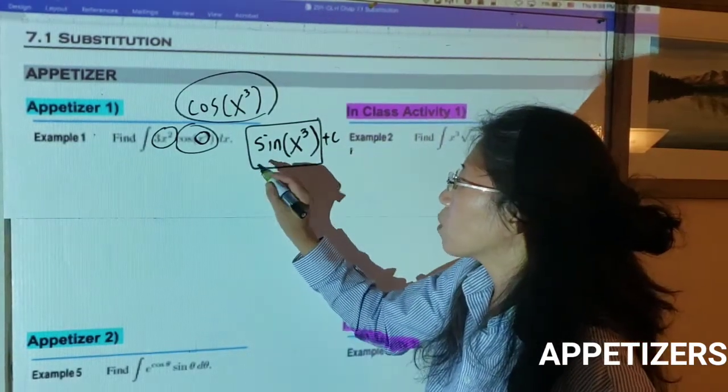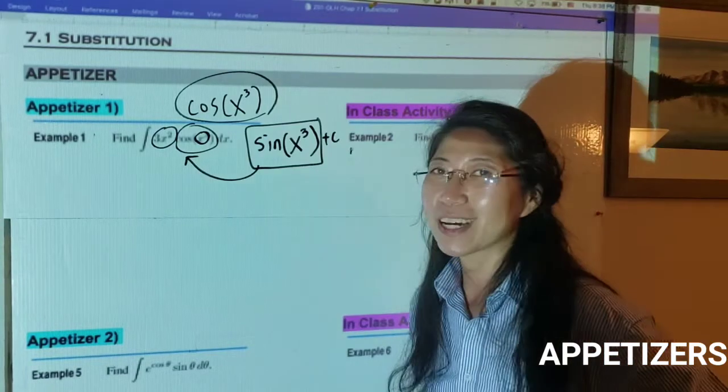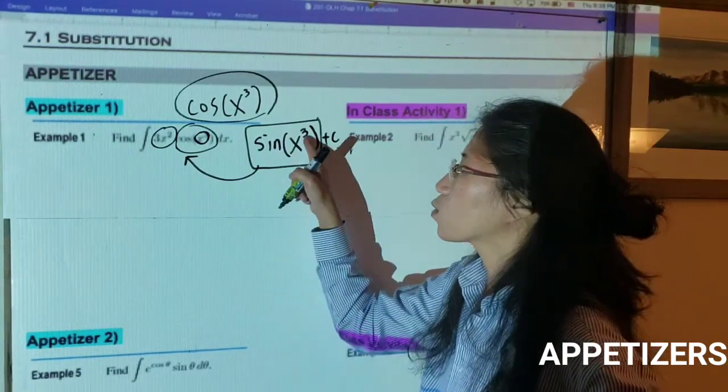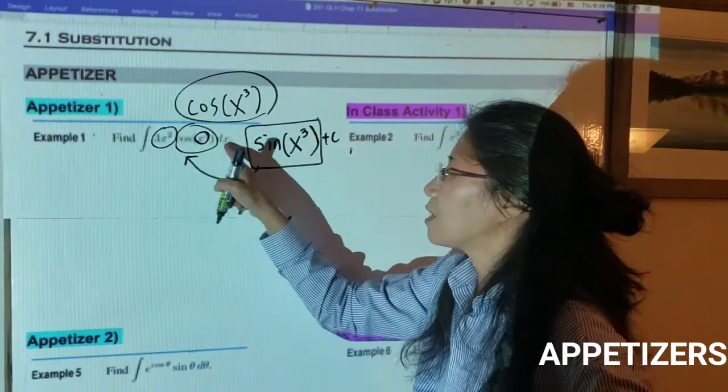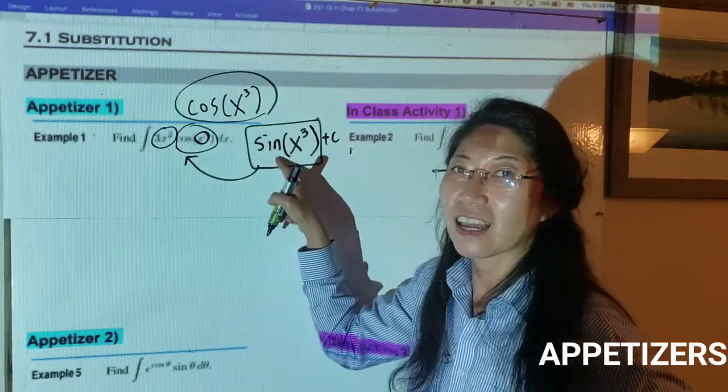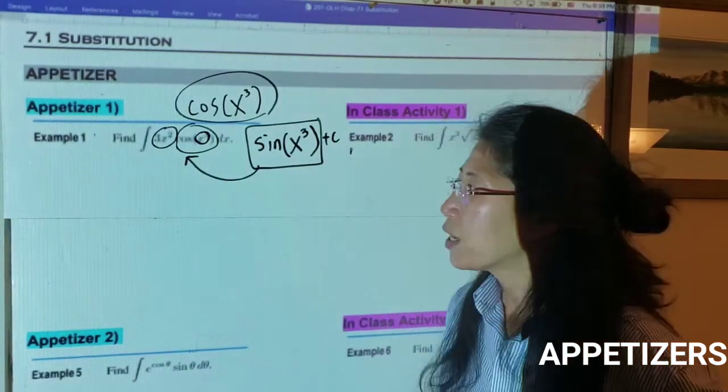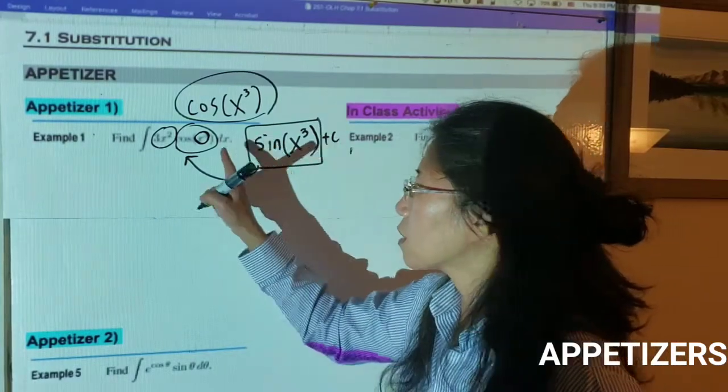If I take a derivative and check one more time by the chain rule, do you see that cosine x cubed and then 3x squared dx? So yes, this is the answer. But if you are still having a hard time, then you can always substitute. In this case, I'm going to help you.